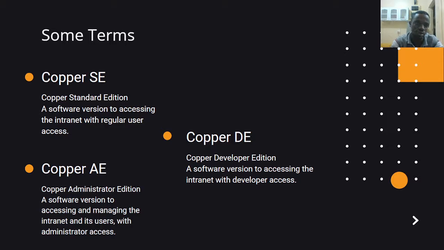with the suite. So the suite is made up of three main programs: Copper SE, which is the standard edition, the developer edition, and the administrators edition. So the standard edition is for regular users. Okay, so typical users who would want to access resources on the server, they would use the SE edition.